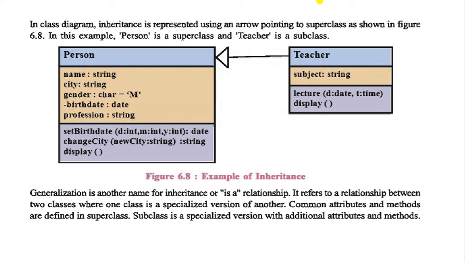In this example, person is a superclass. As we discussed, the teacher class is derived from the person class. The same attributes available in the person class, we derived them, and the new class is the teacher class, which is called a subclass.